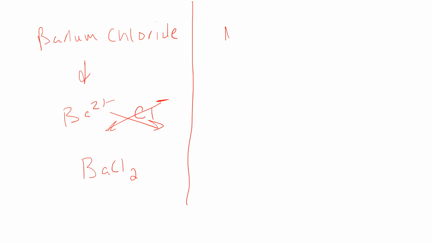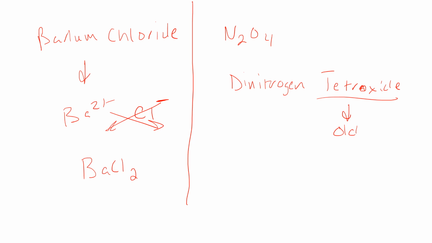So let's say we have N2O4. N2O4, the way we want to name it, since it deals with prefixes, is going to be dinitrogen tetroxide. Now I want to point something out. Older versions use tetraoxide. Okay, the newer ones use this one, tetroxide.